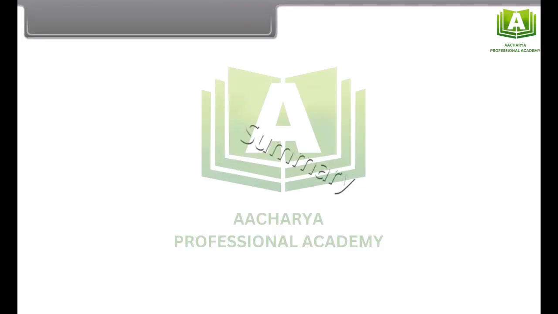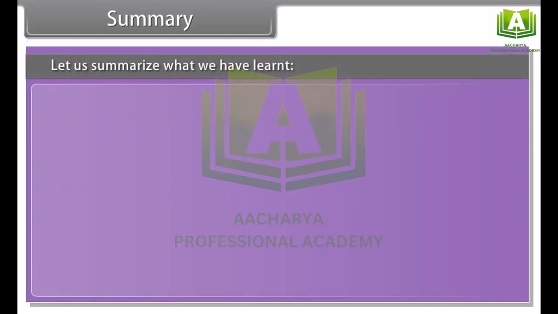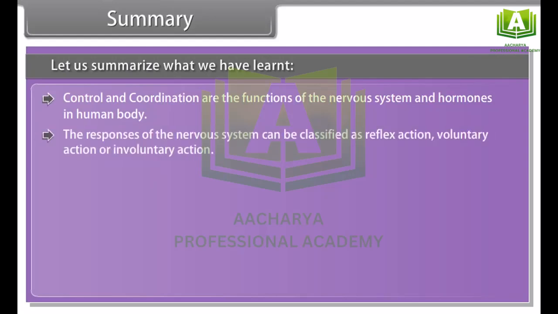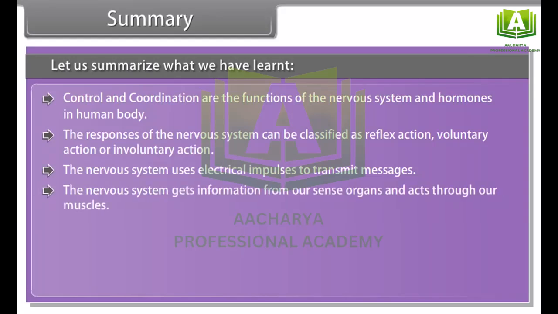Summary. Let us summarize what we have learned. Control and coordination are the functions of the nervous system and hormones in the human body. The responses of the nervous system can be classified as reflex action, voluntary action, or involuntary action. The nervous system uses electrical impulses to transmit messages. The nervous system gets information from our sense organs and acts through our muscles.